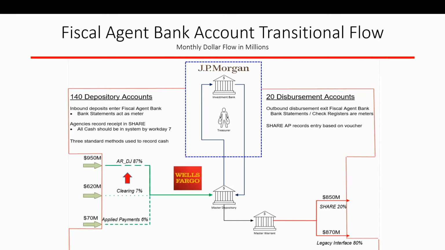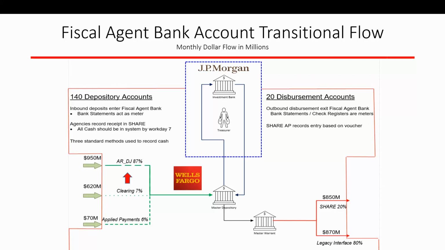At any given period of time, there's usually about 2.5 to upwards of $3 billion being stored at JP Morgan. That money comes back down into the master depository when the need arises, so disbursements can be made. There are 20 disbursement accounts. For the most part, most people are familiar with the A warrant and B warrant. They're the SHARE warrants. They account for about half of the disbursement activity. In addition, there are legacy warrants.